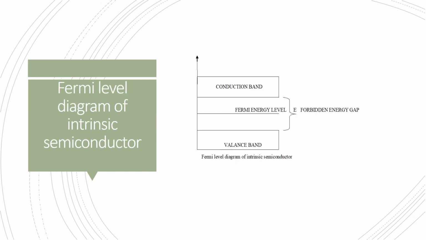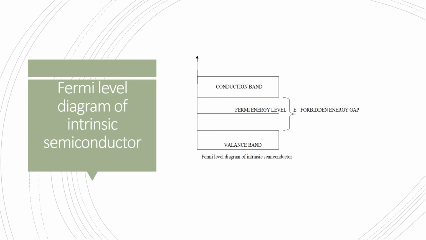Now let us see the Fermi energy level diagram for an intrinsic semiconductor. Intrinsic semiconductor is a pure semiconductor. We have seen the conductivity levels. The pure state of a semiconductor, that is silicon or germanium, has extremely low conductivity. At 0 degree temperature, it behaves as an insulator.